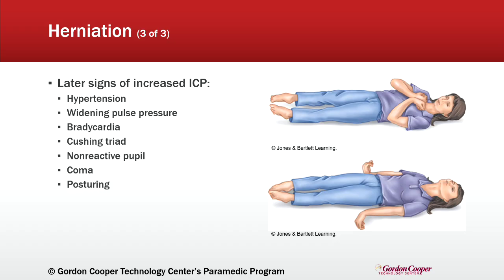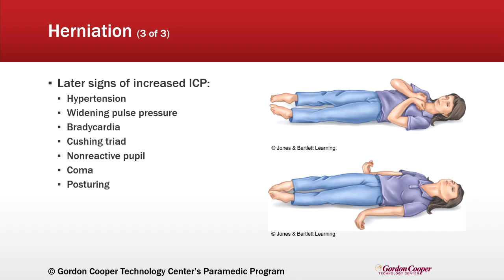Realize though that this says later signs, but this doesn't necessarily mean later, like later in the hospital. These can be very commonly seen in the field with severe head injuries and rapid increases in intracranial pressure. It's not uncommon for you to see this Cushing's triad. You may also see some changes in respiration, such as Cheyne-Stokes or central neurogenic respirations. Other signs, of course, are unequal and non-reactive pupils, comatose, or even posturing. When we talk about posturing, these two images on your screen kind of show them pretty well.